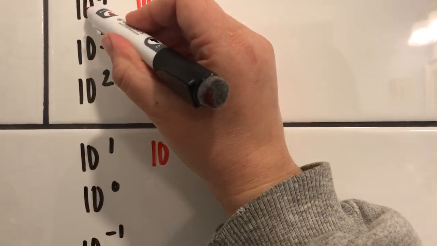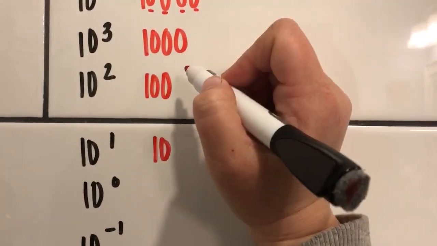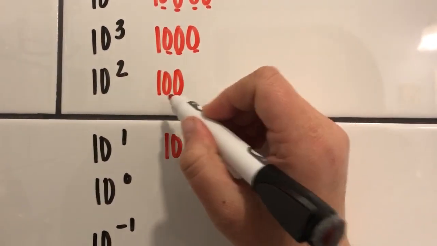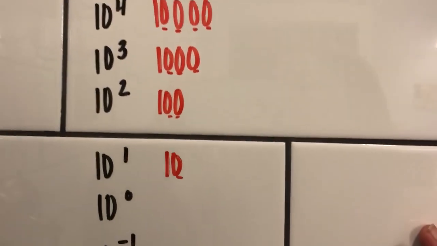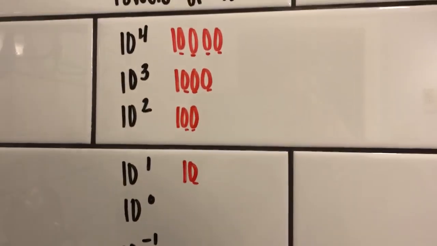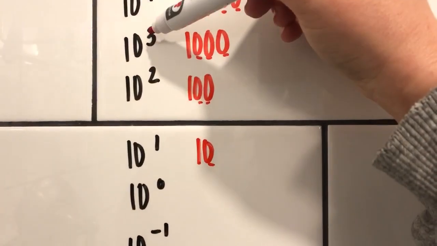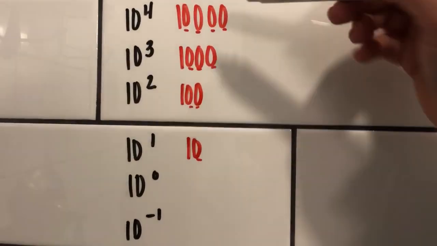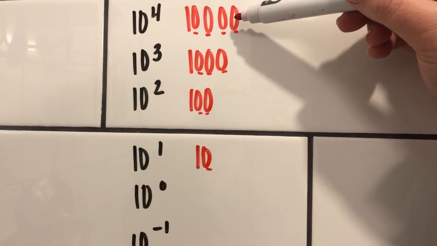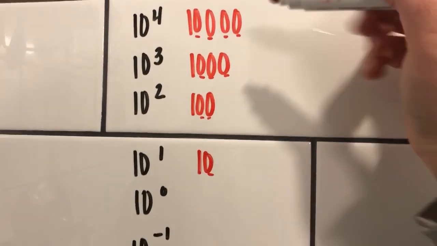Now, a way to remember this that I like to point out, when I have a 10 to the power of 4, notice how there's 4 zeros. 10 to the power of 3, 3 zeros. 2, 2 zeros. 1, 1 zero. So that's a good way to check it for yourself. And as I'm going down, I'm subtracting the exponent, right, in my left-hand column, my 10s. Over here, what's happening is I'm dividing by 10 as I go down.